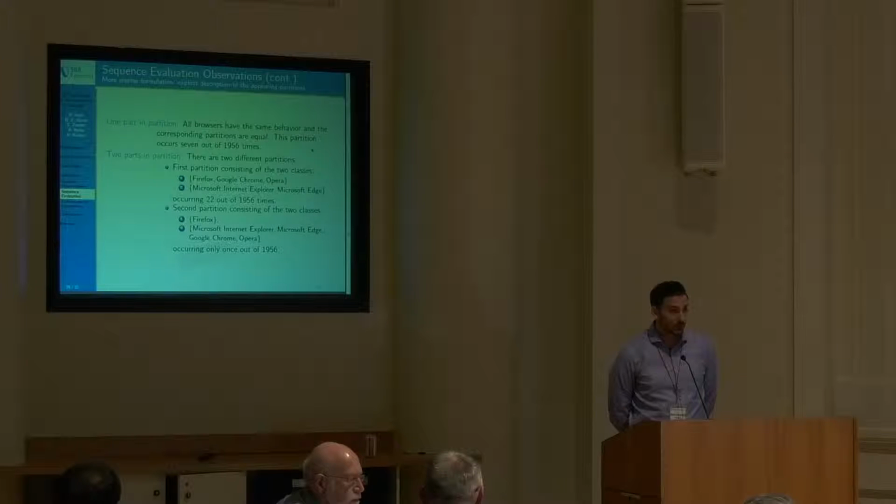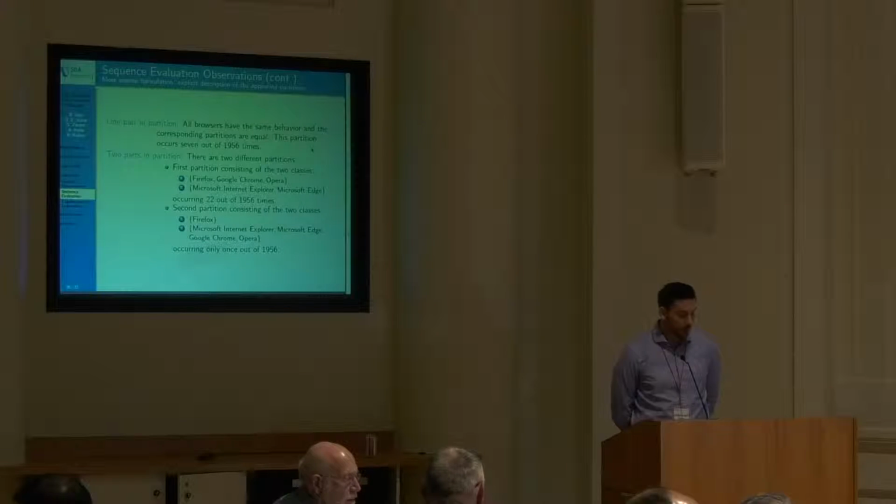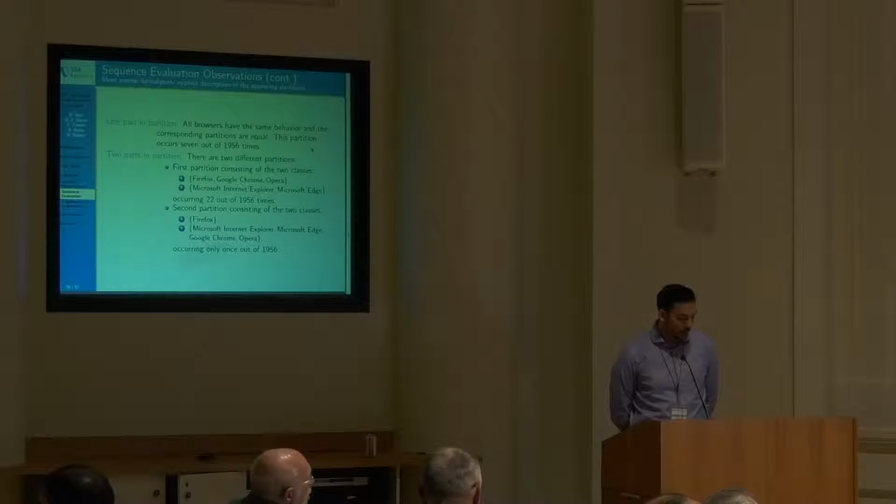When there are 2 parts in the partition, we have seen two different partitions. The first occurs 22 times out of 1,956. The first part contains Firefox, Chrome, and Opera, and the second part contains Internet Explorer and Edge. And the other possible partition which leads to 2 parts is composed as follows: a singleton Firefox, and Internet Explorer, Edge, Chrome, and Opera together. And this partition occurs only once.